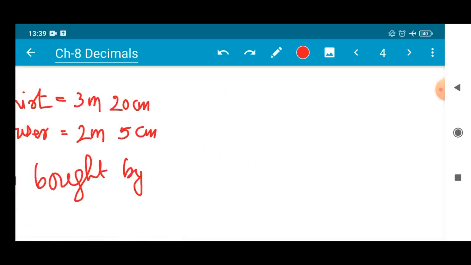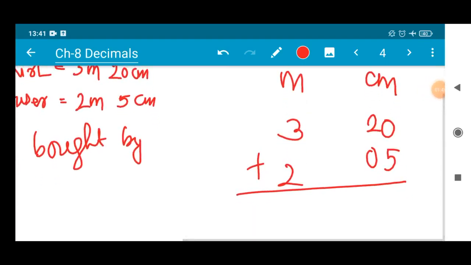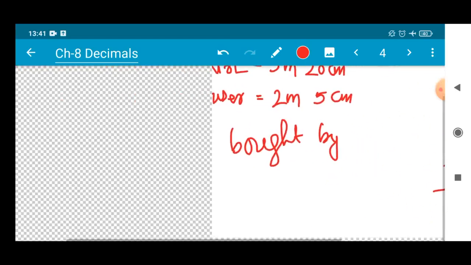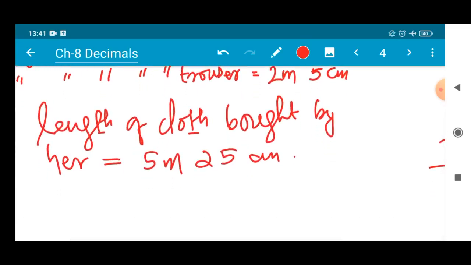So to add this, I'll give you one logic. Till now we got the decimal, so meter should be written above, centimeter should be written above, and now whatever the value we have, suppose 3 meter 20 centimeter, and now 2 meter 5 centimeter, so 5 centimeter should be written as 0.5 like this. Okay. So add this, you'll be getting 25 here, and here you'll be getting 5, so it is 5 meter 25 centimeter, right? Or if you want to write this in 1 unit, then you can express it as 5.25.